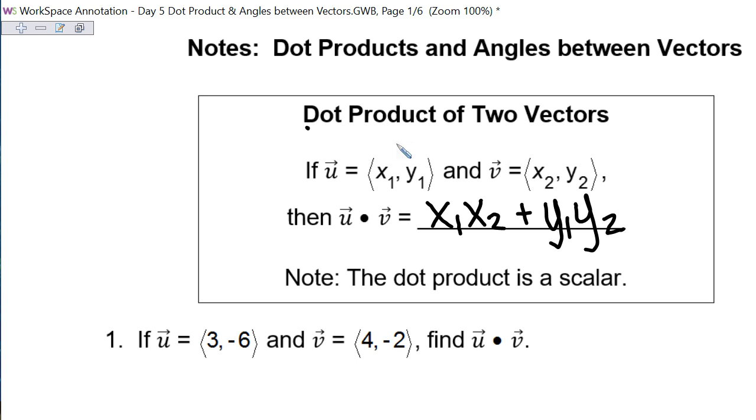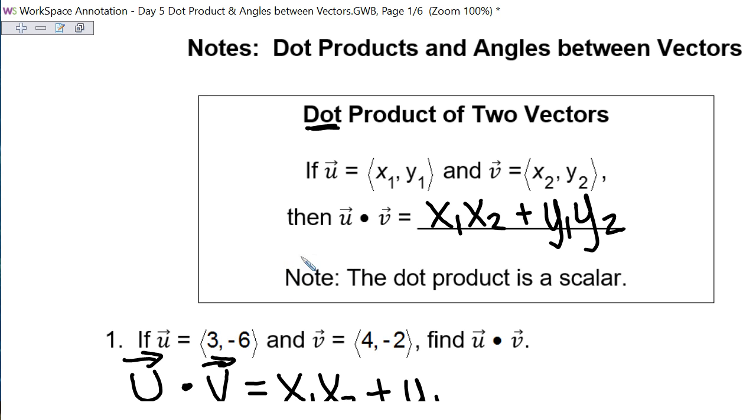So number one, we're actually going to use the formula. For number one, it says that vector u is 3, negative 6 in component form, and vector v is 4, negative 2, also in component form. We need to find the dot product. So we need to find vector u times vector v. So the formula that you'll have to memorize, for the dot product, is x1 times x2 plus y1 times y2.